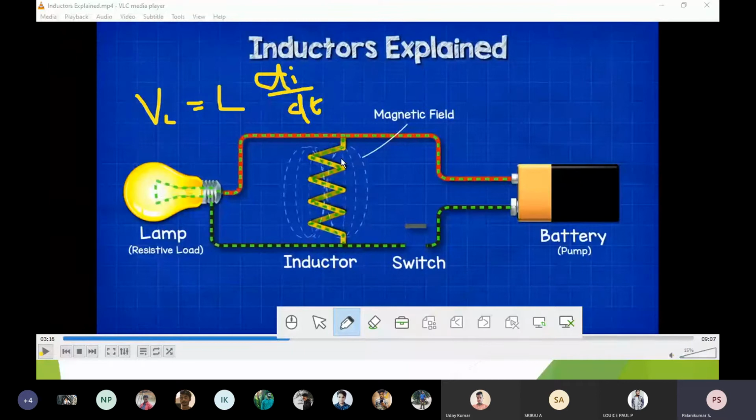Whatever the magnetic field energy stored completely. So basically, what you understood: when I connect the battery in parallel with the inductor and lamp, initially the main current flows through the lamp only. Very limited current is going, slowly, because the inductor is opposing the flow of current.